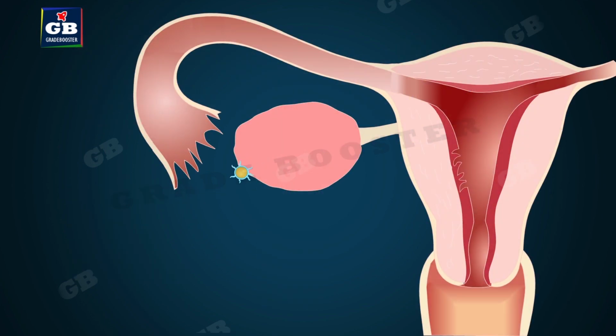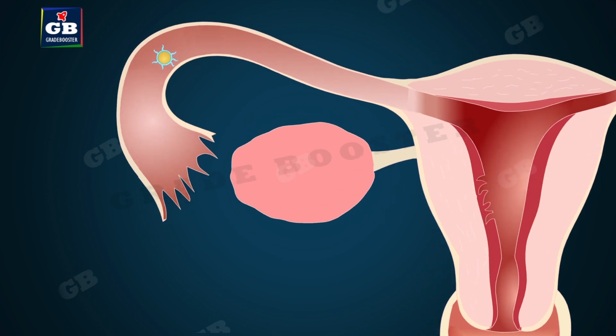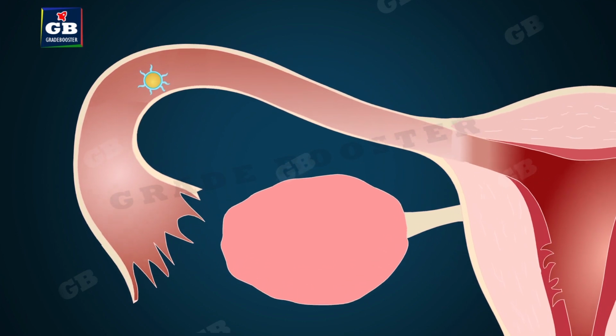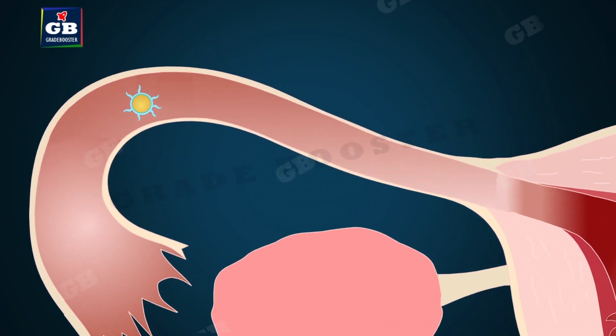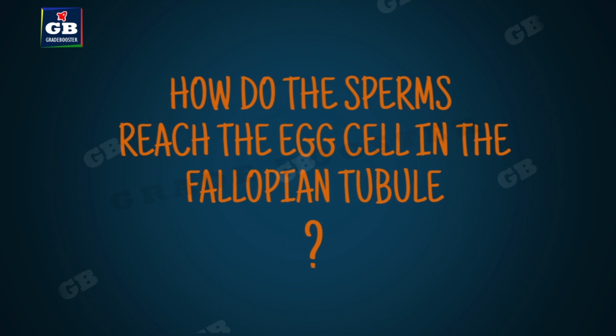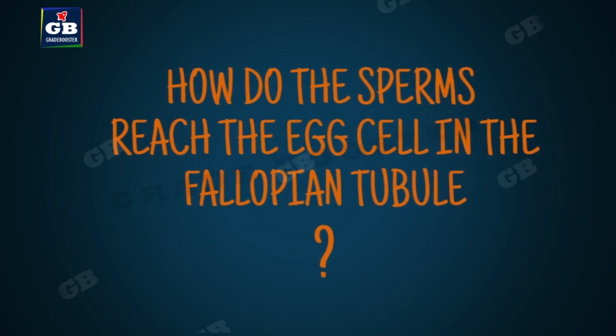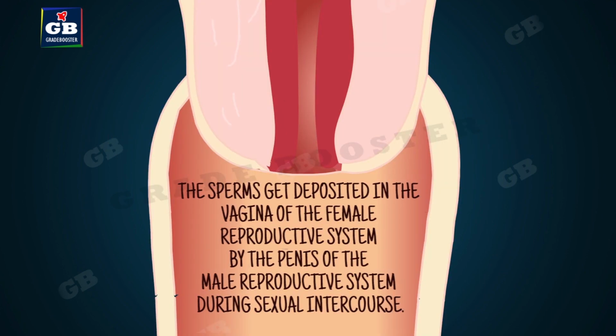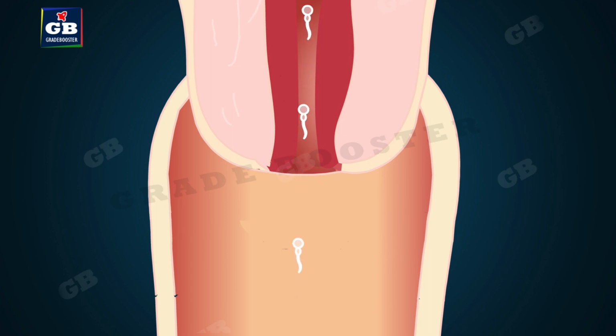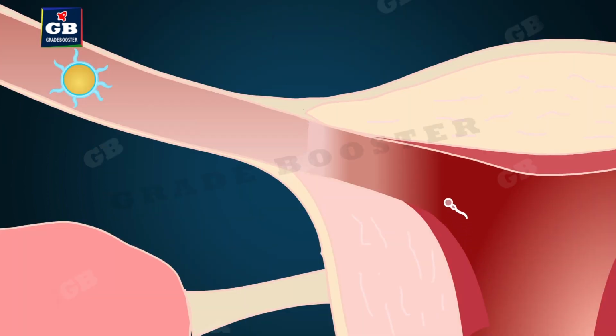The egg released by the ovary is collected in the fallopian tubule. It is the place where the fertilization takes place by the fusion of sperm and egg cells. Then, how do the sperms reach fallopian tubule? The sperms get deposited in the vagina of the female reproductive system by the penis of the male reproductive system during sexual intercourse. The sperms travel towards fallopian tubule and finally reach the egg cell and fertilize it.